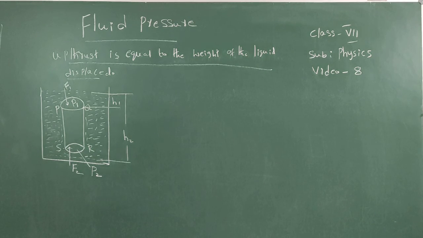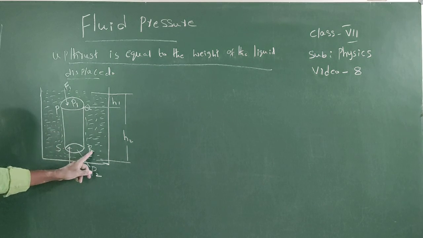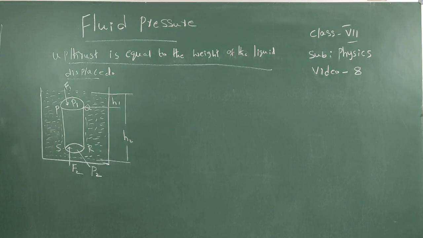Upthrust is equal to the weight of the liquid displaced, which is the weight of the body displaced. Now let us consider a cylindrical body PQRS. Here the area of cross section is A.